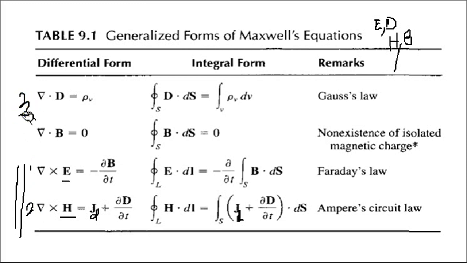Del dot D bar equal to rho V. This is Gauss law. So del dot D bar equal to rho V. Now, when a dot product is coming I go for closed surface, and when cross is coming I go for closed line. So try to understand: dot means closed surface. So closed surface integration of the same vector D bar dot dS bar is equal to rho v dv. This is Gauss law.